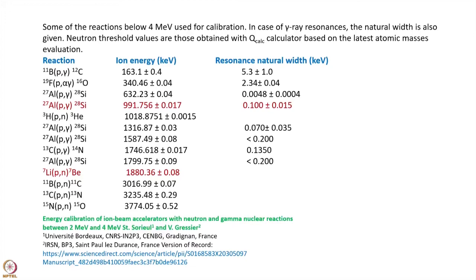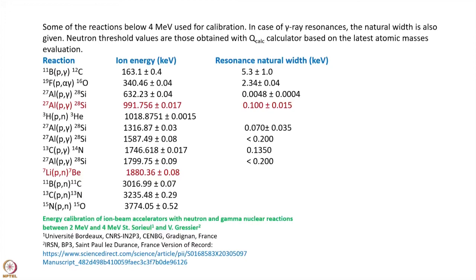These are the (p,gamma) resonances. These are the targets, and these are the exit nuclei, and you can see that these are the reactions. Here we have given the ion energies.